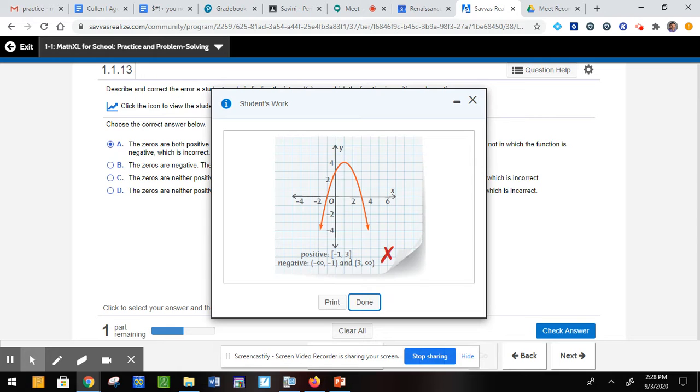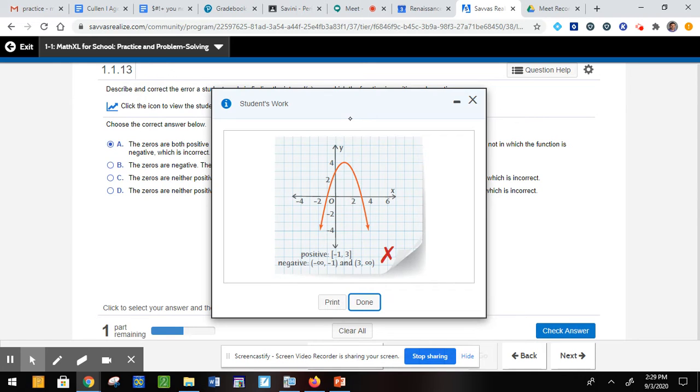At first glance, it looks good because when I look at the interval for negatives, it is negative below the x-axis from negative infinity up to -1, and then it's negative again from +3 to infinity. So the negative intervals look good. The positive interval, it is positive from -1 to 3. And again, that looks good. -1 to 3 for the positive interval is good.